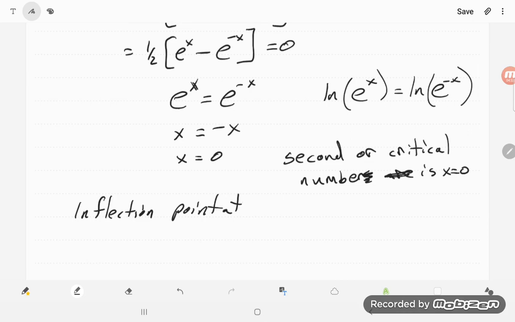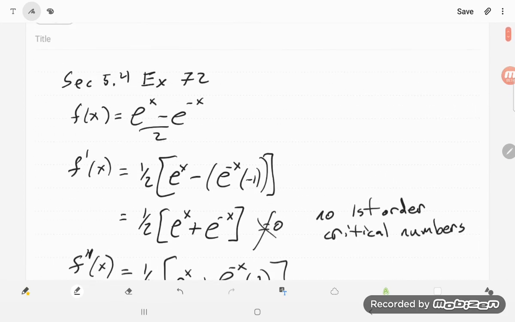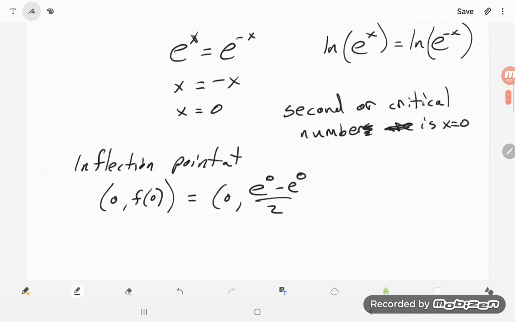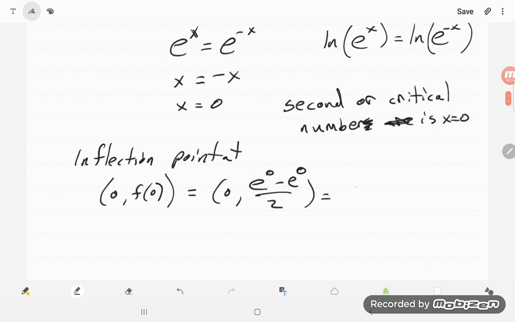An inflection point at 0, f of 0, and that's at 0, and what was f again? It was e to the 0 minus e to the 0 over 2, I believe, right? Yep, okay. And so that is at 0, 0. And so there's our point of inflection, and there were no critical numbers.